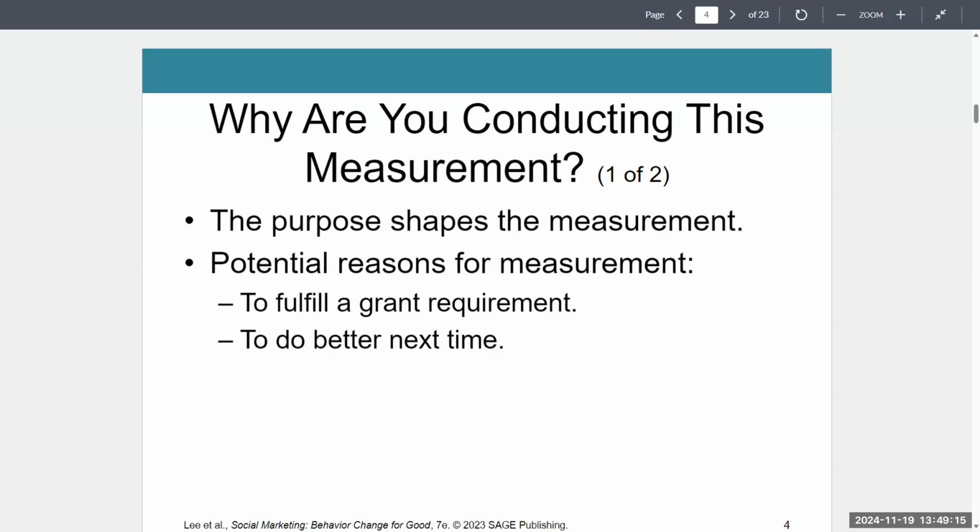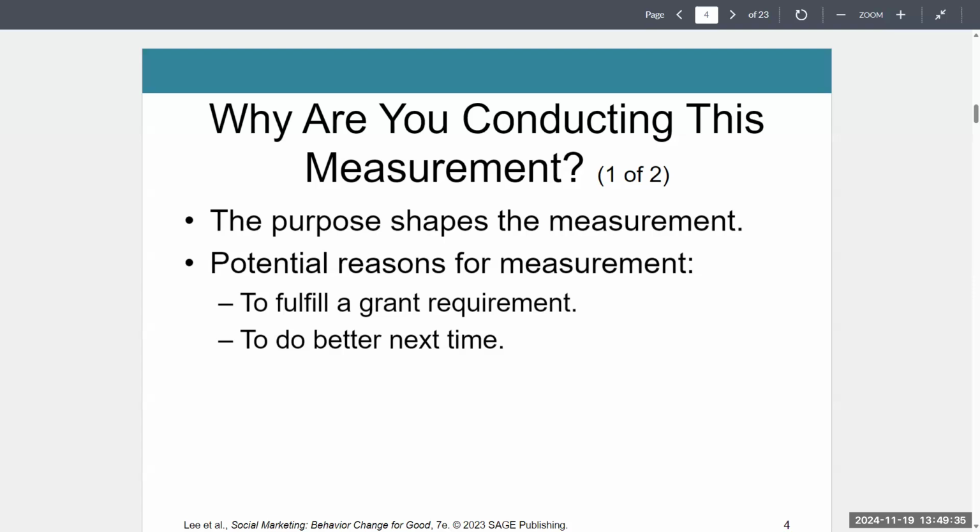Another reason might be internal, so learning from your experience to enhance future initiatives. For example, if you ran a campaign to promote bike sharing, you might measure how many people sign up and analyze why some people did not sign up, okay?